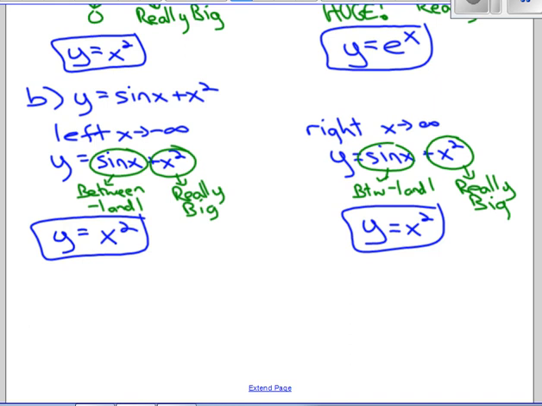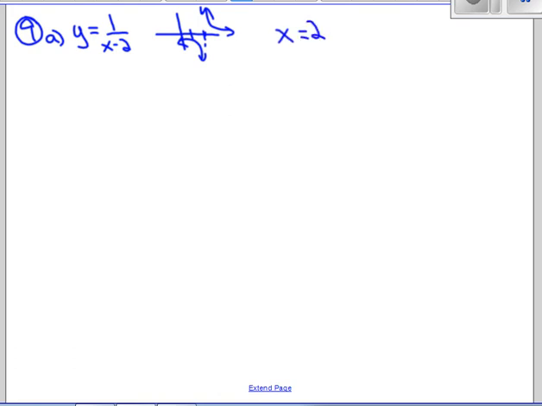Okay, number 9, we're going to find and classify discontinuities. So A, we've got y equals 1 over (x minus 2). Right away, we know that this looks like a butterfly or your basic reciprocal graph. That means at x equals 2, there's a discontinuity, and the type is an infinite discontinuity. Those are what vertical asymptotes give us, infinite discontinuities.